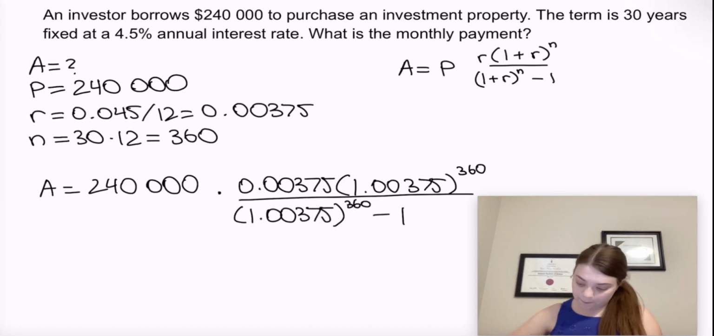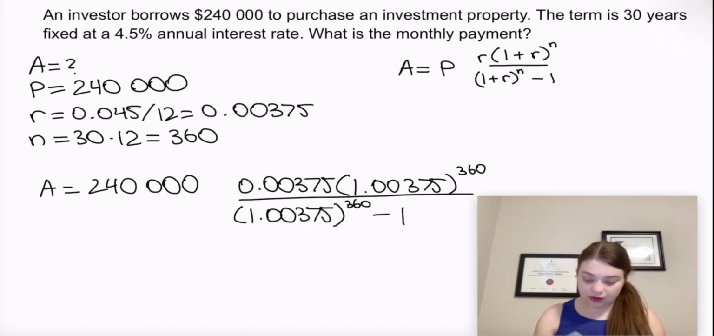All right, so let's start with the fraction here, and then we'll multiply 240,000 at the very end. So I'm going to start by typing in 1.00375 to the power of 360. I'm going to hit equals. Then I'm going to multiply by 0.00375, hit equals again. Then I'm going to hit divided by, and then bracket 1.00375 to the power of 360 minus 1, end bracket, equals.